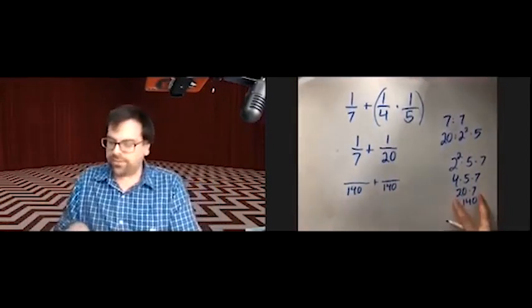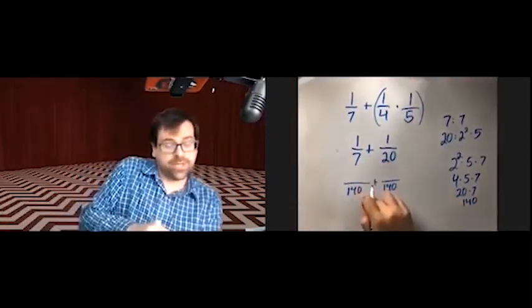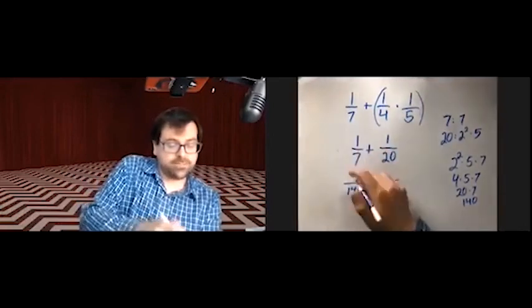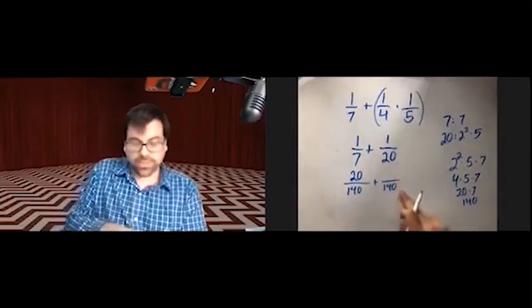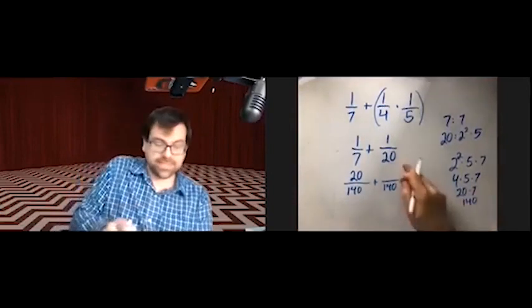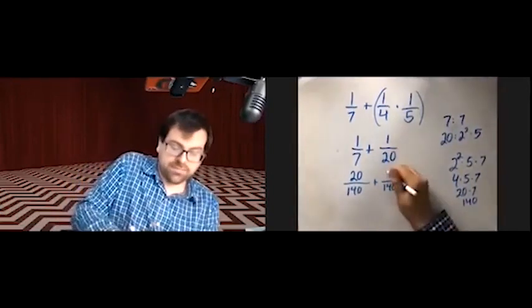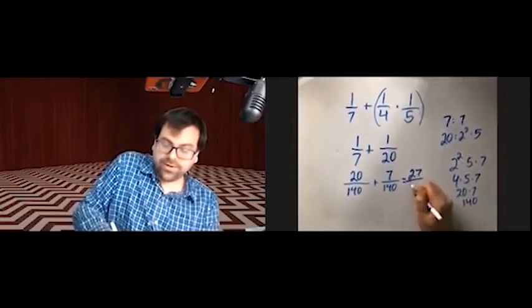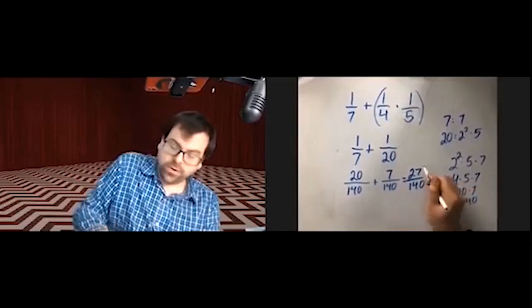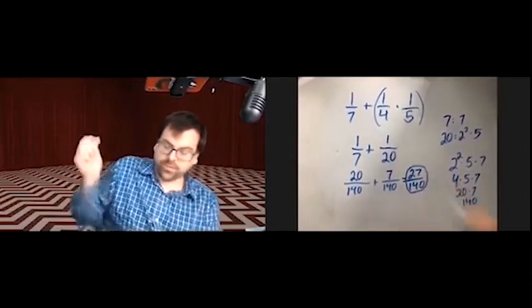Seven times what is 140? That was 7 times 20. 1 times 20 is 20. 20 times what is 140? That's times 7. 1 times 7 is 7. We get 27 over 140, which doesn't reduce.